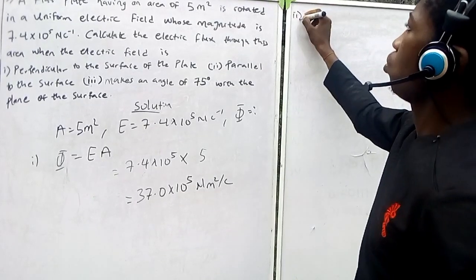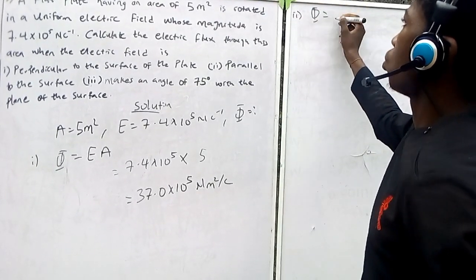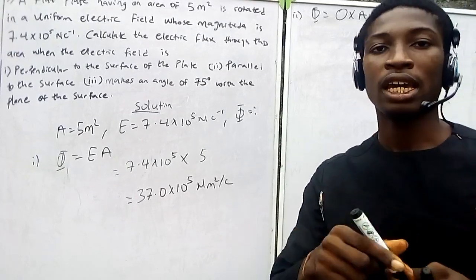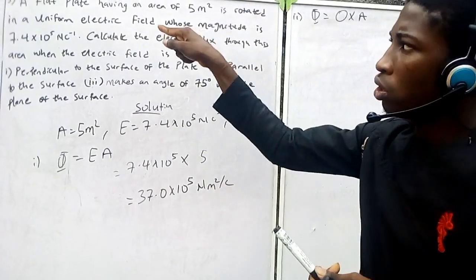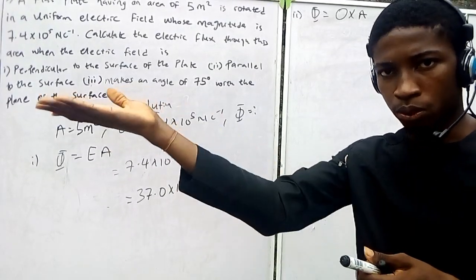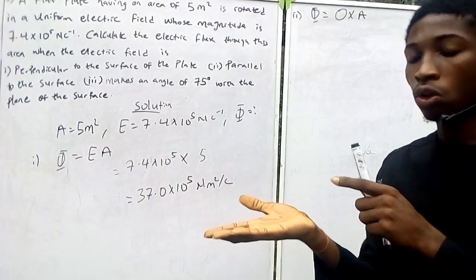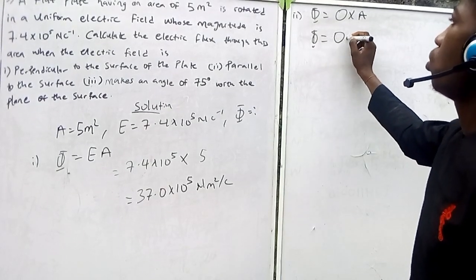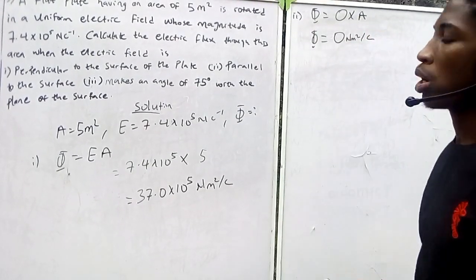So for case 2, electric flux equals 0 times area. There was no electric field line on the flat plate because it's parallel, flowing in the same direction as the electric field lines. So there's no contact, so it's 0. So the flux will be 0 newton meter squared per coulomb.